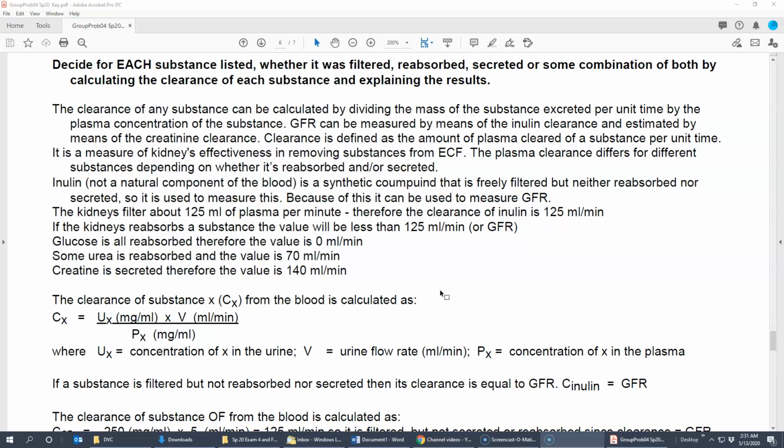If the kidney reabsorbs a substance, the value would be less than GFR, 125 mils per minute. If the person secretes a substance, it would be more than 125 mils per minute. And if the clearance is equal to GFR, it means the substance is filtered, not secreted, not reabsorbed, and theoretically you could use that substance to measure GFR in an individual.